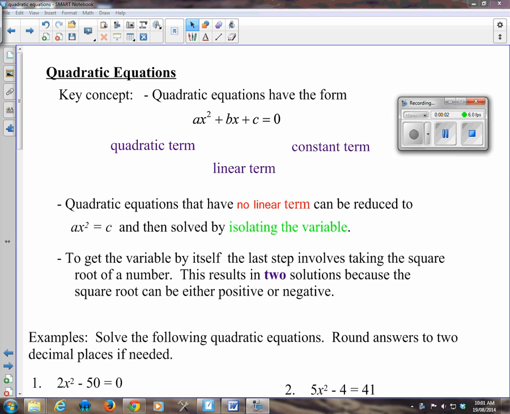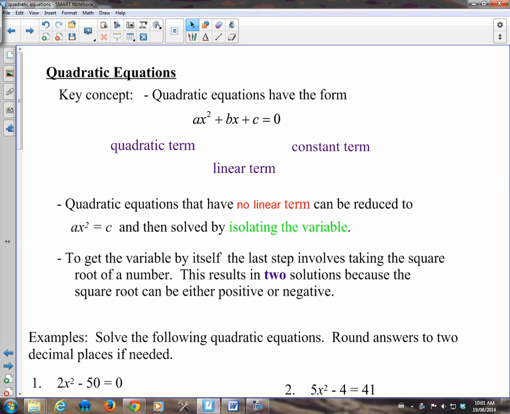Okay, gang, so now that we have mastered factoring, we're going to go on and look at quadratic equations. It's important to recognize a quadratic equation because there's a certain strategy to solving them, just like there was a certain strategy to solving linear equations. So a quadratic equation always has a distinct form.